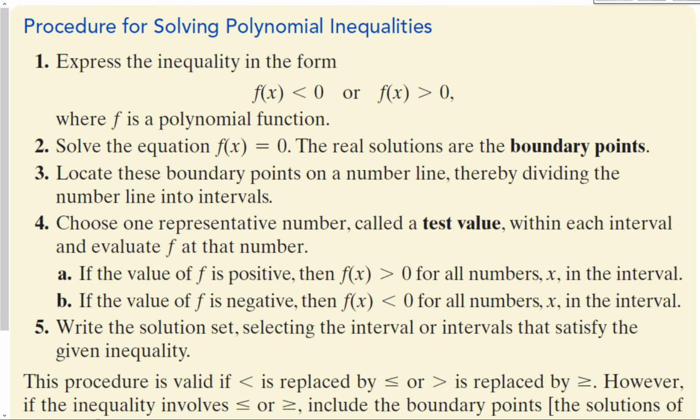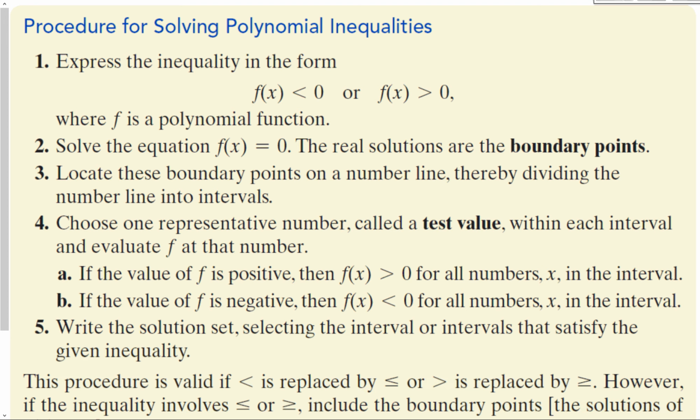Okay, so we have a 5-step procedure to solve polynomial inequalities. The first is probably the most important. Put it in the form of 0 on the right-hand side. So we're going to say f of x is less than 0 or greater than 0 or less than or equal to or greater than or equal to. Always set it with 0 on the right-hand side.